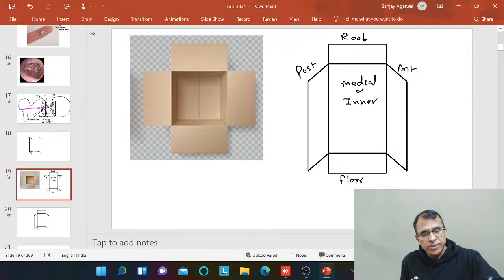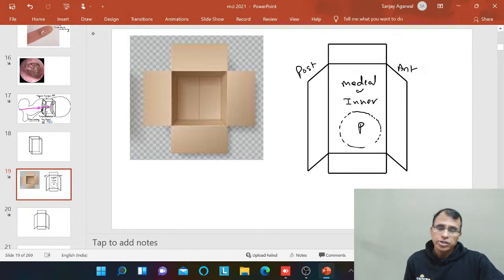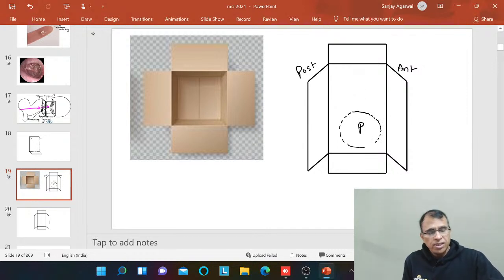You know, whatever we had to know about these, we know. Medial wall, we know one thing, there is a bulge here. In the center, there is a bulge like this. And the name of the bulge is, I'm writing a P, it stands for promontory. Now we'll have to talk about the anterior wall and the posterior wall mainly. And both these walls are very, very important. So first we'll talk about anterior wall.